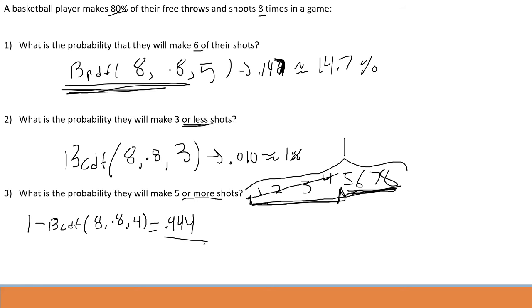Okay? So when you're doing a more than problem, always be careful about how they phrase it. 5 or more means keep the 5. Therefore, you're going to put in a 4 because you don't want to subtract off the 5. If I said more than 5, then you subtract off the 5 because you don't want to keep the 5 in that case. So read the problem carefully, right? But these are the 3 basic problem types for a binomial situation.